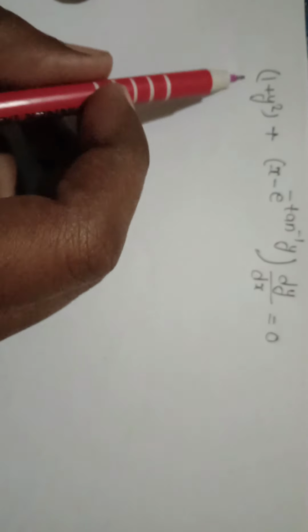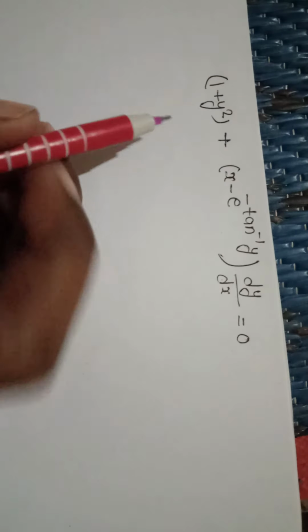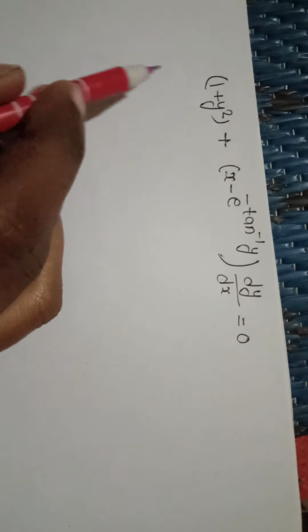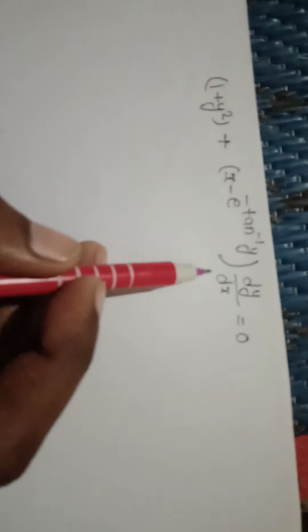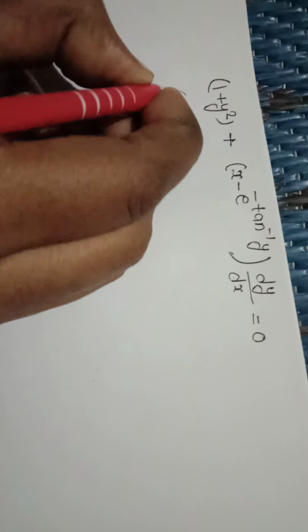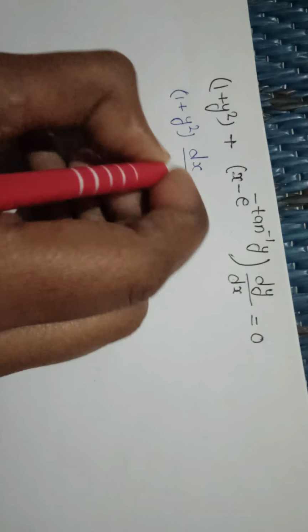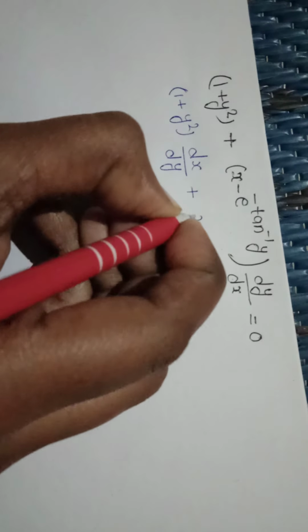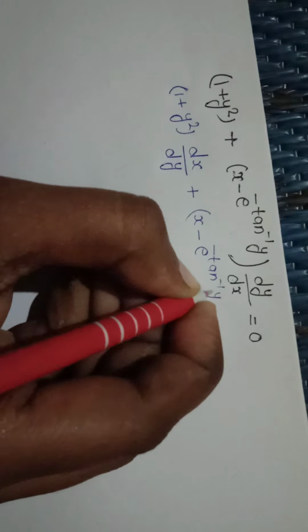Here you can see, if we consider y as the dependent variable, then the degree of y is 2 here. So this cannot be linear in y. So I will try to make it linear in x. How can we do this? You can see I can write (1 plus y square) dx upon dy plus x minus e raised to power minus tan inverse y equal to 0.